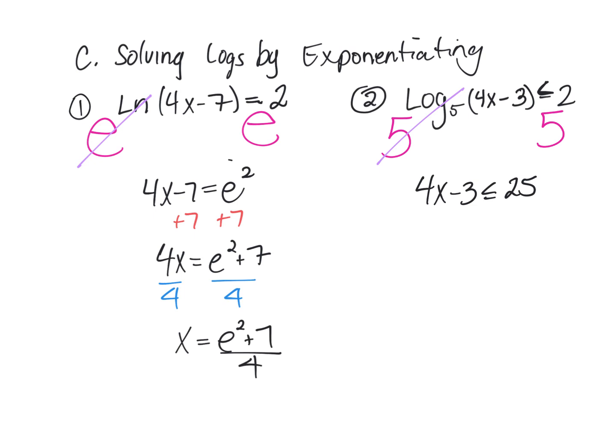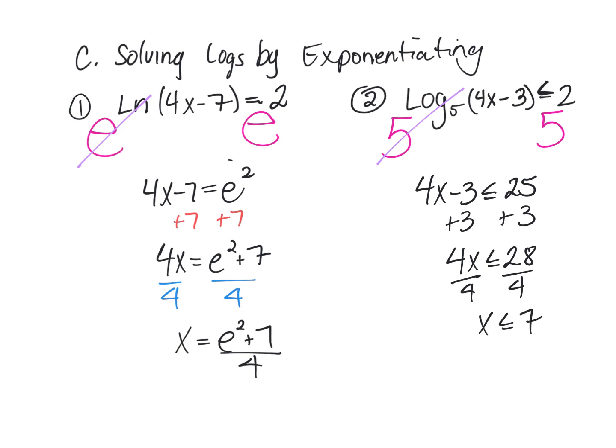The nice thing is that if we're not good at rewriting exponents, then we can do this method and it kind of does it for us. But we have to remember that 5 and log 5 cancel. And now we're going to add 3. 4x is less than or equal to 28. And x is less than or equal to 7.